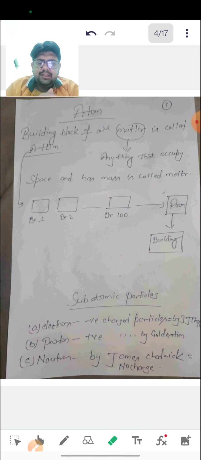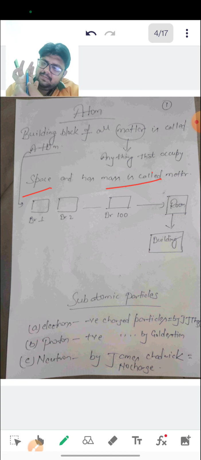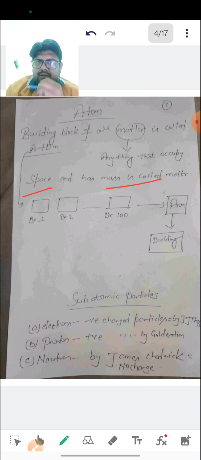Before I tell you something about an atom, I want to let you know what matter is. Matter is anything that occupies space and has some mass. Let us take an example of this pen. If I place this pen in my hand, we see that it occupies some space, and it is a well-known fact that it must have some mass. So here this pen acts as matter.